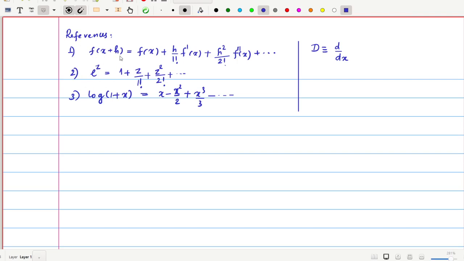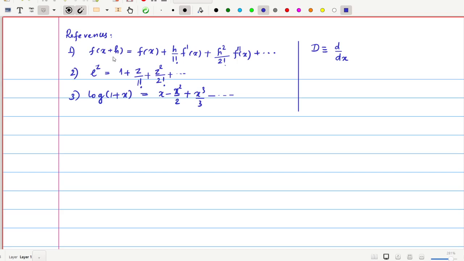f of x plus h can be written as f of x plus h by 1 factorial f dash x plus h square by 2 factorial f double dash x plus etc. So this is what we call the Taylor series expansion of f. You might have seen this in the previous classes. Otherwise, just keep it in mind that this is the Taylor series expansion.